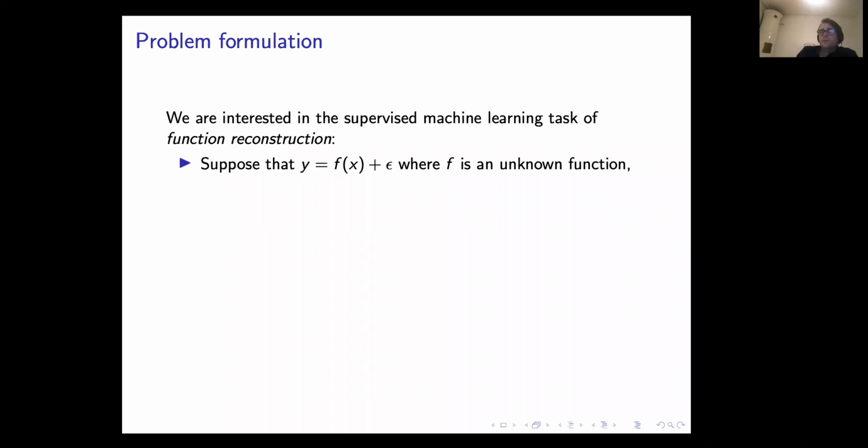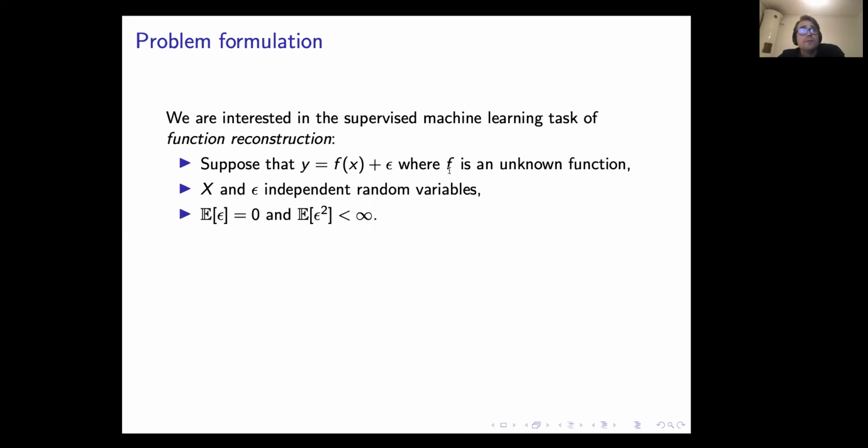Okay, so what are we up to? Well, let's start very simple. We do supervised machine learning, and we're trying to reconstruct a function. So we assume here that y is equal to f of x plus some noise term e, and f is the function we're trying to reconstruct. Let's assume x and e are independent random variables, and as usual, the mean of the noise is 0 and it has some finite variance.